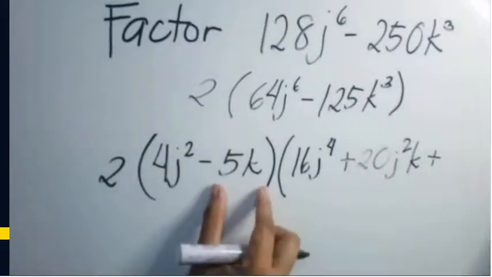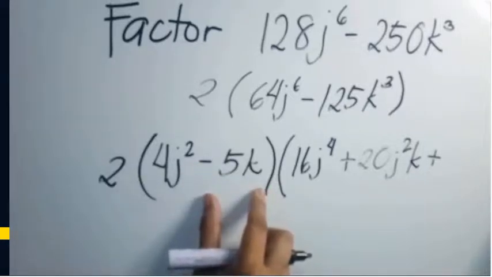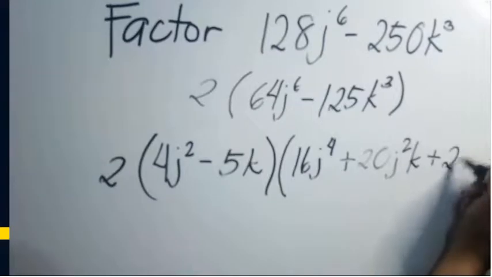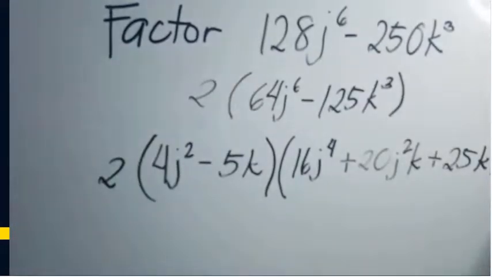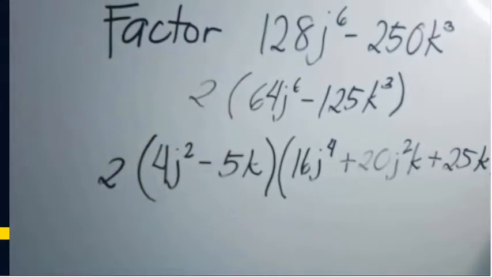Then find the square of the second term in the binomial factor. So the binomial factor is 4j squared minus 5k, and the second term is negative 5k. So what is the square of negative 5k? So we have 25k squared. So the factor of the given 128j to the 6 minus 250k cubed is 2 times the quantity 4j squared minus 5k times the quantity 16j to the fourth plus 20j squared k plus 25k squared.